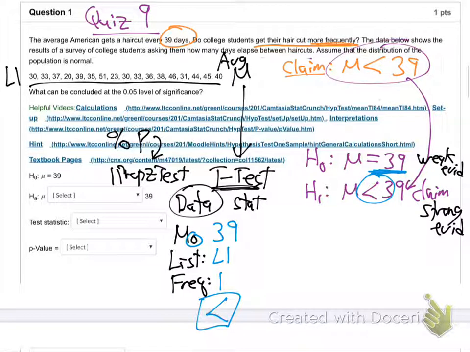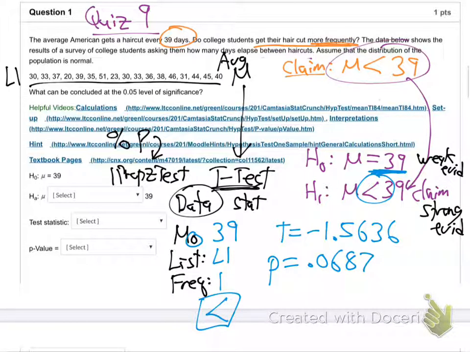And I'm getting a z value of, it's a t value, huh? A t value of negative 1.5636. I don't know how many decimals they want you to round to. And a p value of 0.0687. You getting those? Coming out for you? All right. And then maybe that's all they want. Okay, so are we good to there? Is that everybody coming out with that okay?